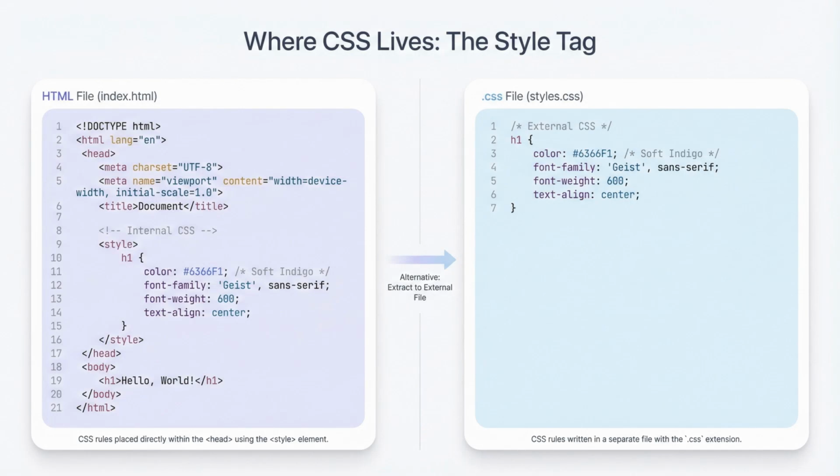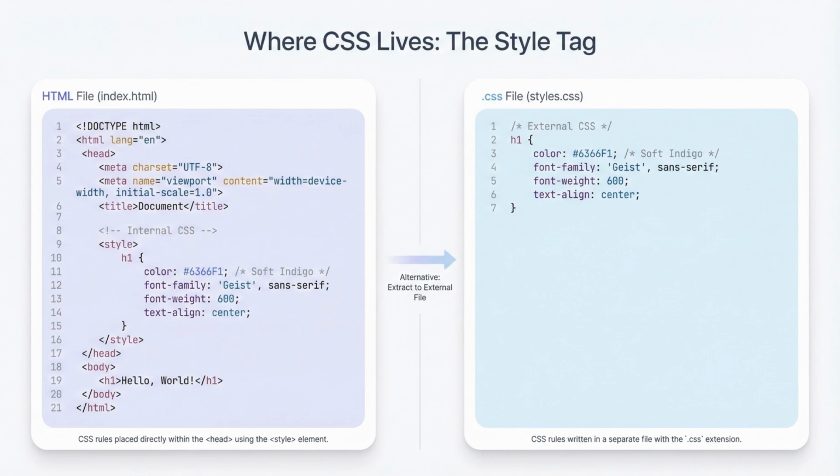There are two common places where CSS can live. First, you can write CSS inside a style tag within your HTML file's head section. This is called internal CSS. Second, and more commonly in projects, you create a separate .css file and write your styles there directly. Either way, the CSS syntax itself is identical. You're just choosing where to put it.